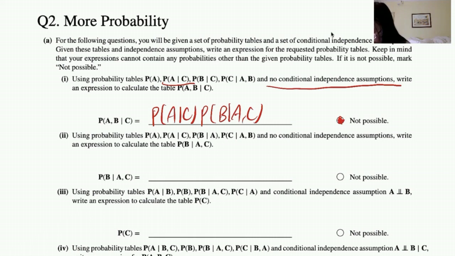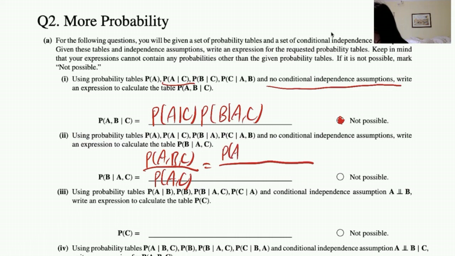Then for part II, according to the definition of conditional probability, the probability of B given A, C is equal to probability of A, B, C divided by probability of A, C. To compute the probability of A, B, C, it is equal to probability of A multiplied by probability of B given A, then probability of C given A, B.